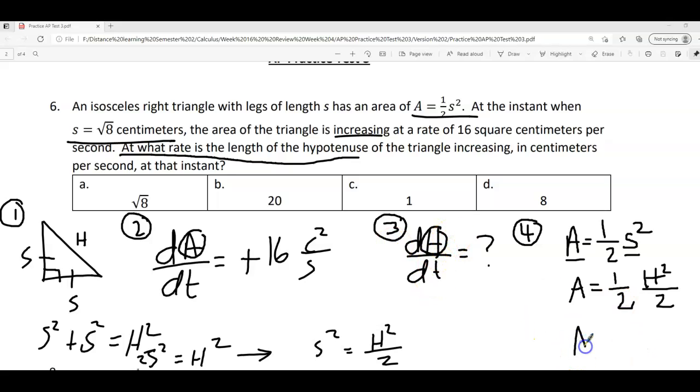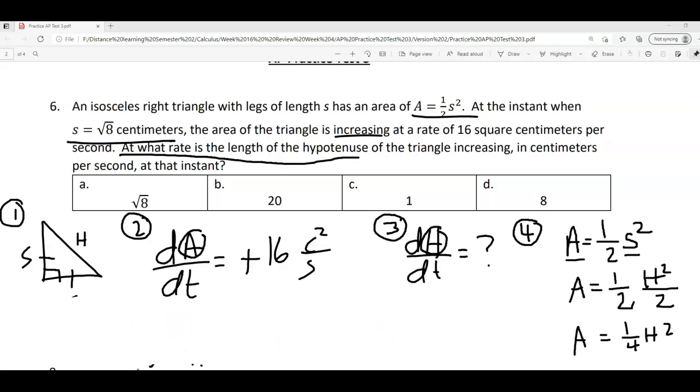Now I'm going to simplify this formula a little bit. I'm going to multiply 1/2 times 1/2, and I'm going to make that 1/4 h squared. And then from there, we're going to go ahead and move on to the next step. Now the next step is to take the derivative. All right, so let's go ahead and do that. So step 5 is to take the derivative of my function.